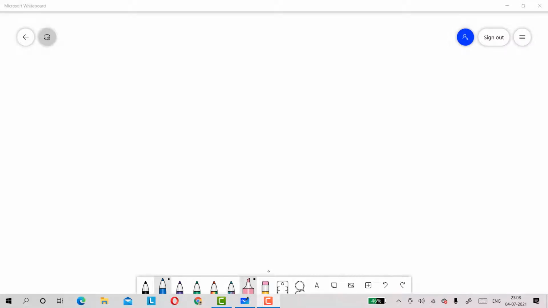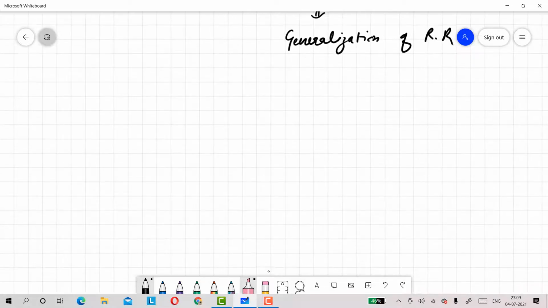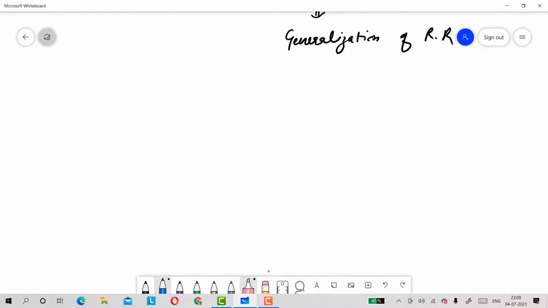Hello friends, we have seen the Rayleigh-Ritz method. Today we will start with the weighted residual method. The weighted residual method is basically an upgraded version of the Rayleigh-Ritz method. So basically it is a generalization of the Rayleigh-Ritz method.